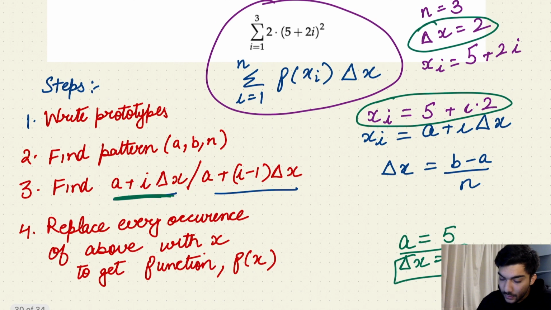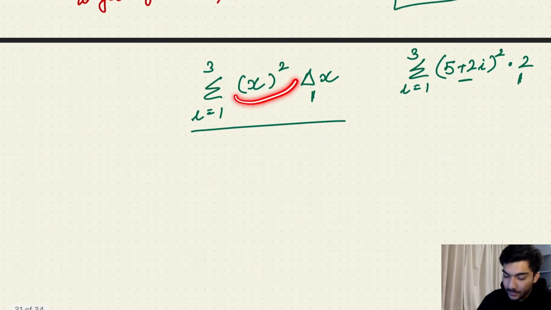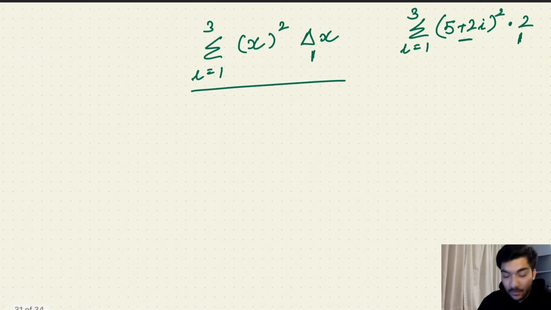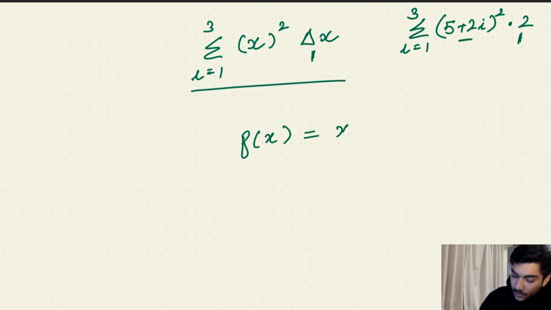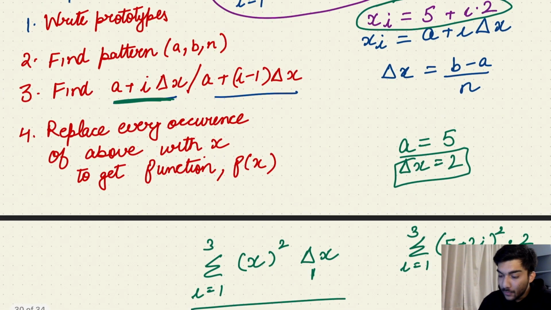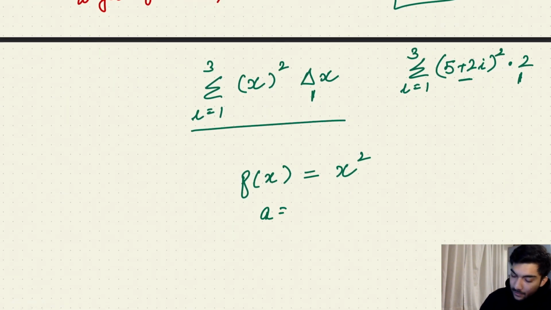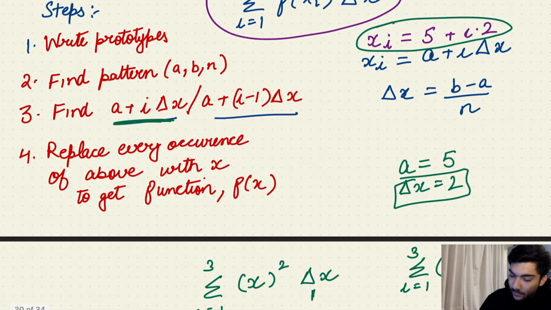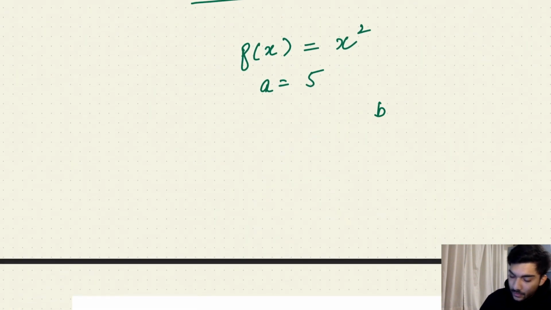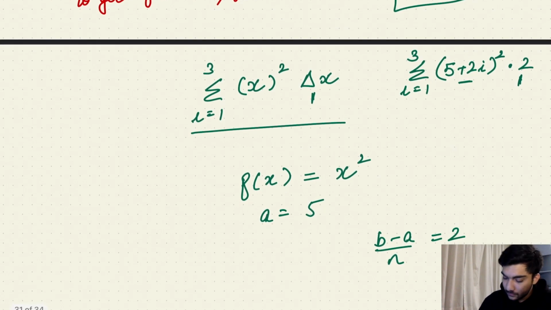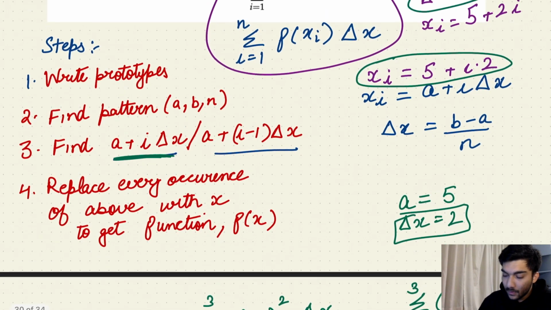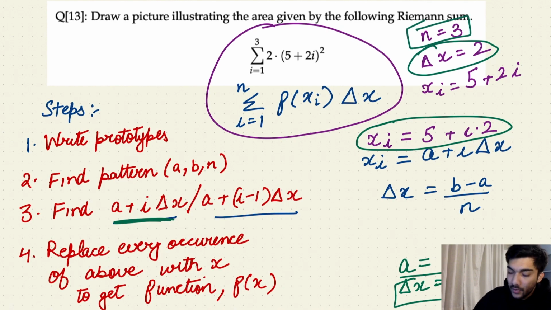So now, since I also know that this is my f(x), the thing that I got over here is my f(x), I can easily write my function. So my function is just x square. And I've also got my endpoints as well. I've got my left endpoint a as 5, my delta x is 2, so (b minus a) upon n is 2, and my n is 3.